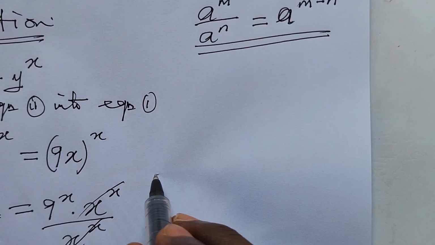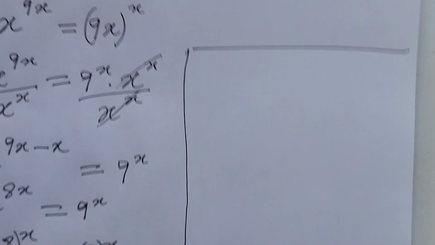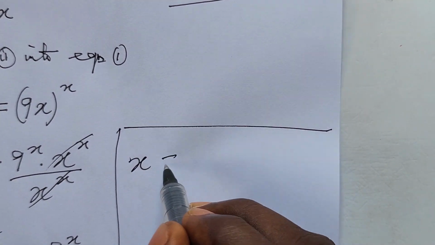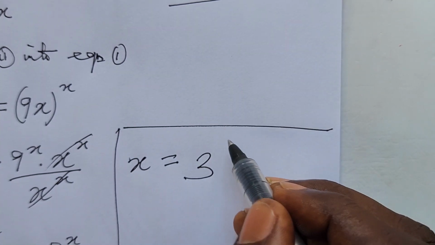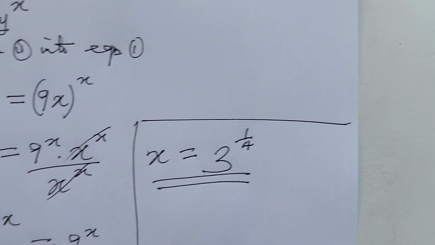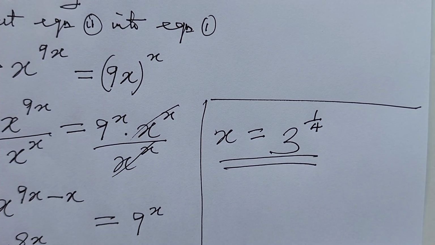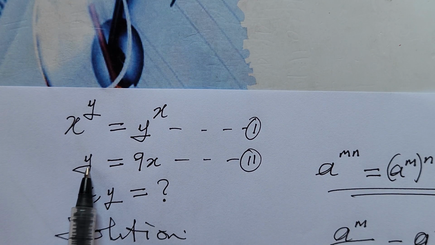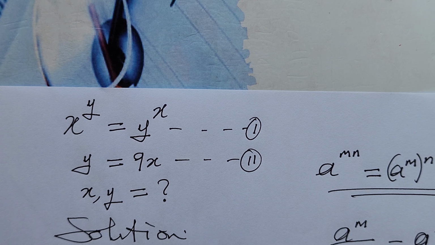So this will end up giving us, let's continue here. Our x will now be equal to 3 all to the power of 1 all over 4. So we've gotten our x here. Now we have x to be this value. How do we get the value of y? All we just need to do is to take a good look at our equation 2. Y has been made the subject of the formula from our equation 2. So we just have to put the value of x into this place here.